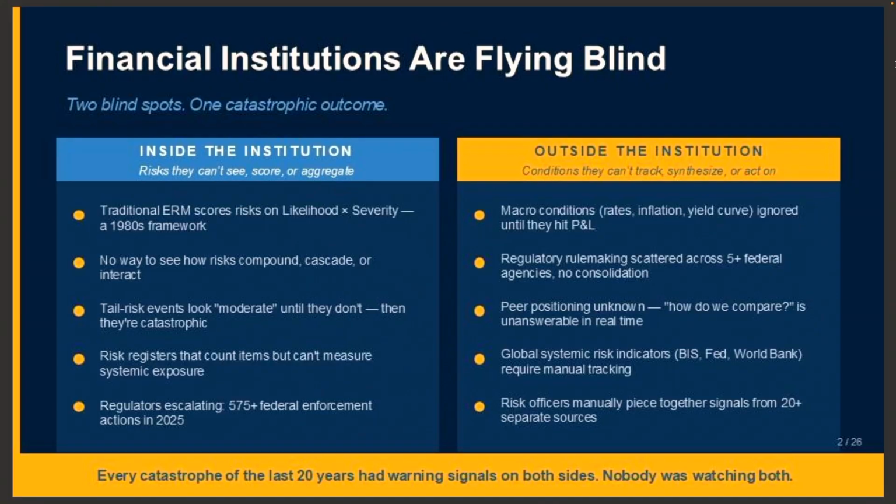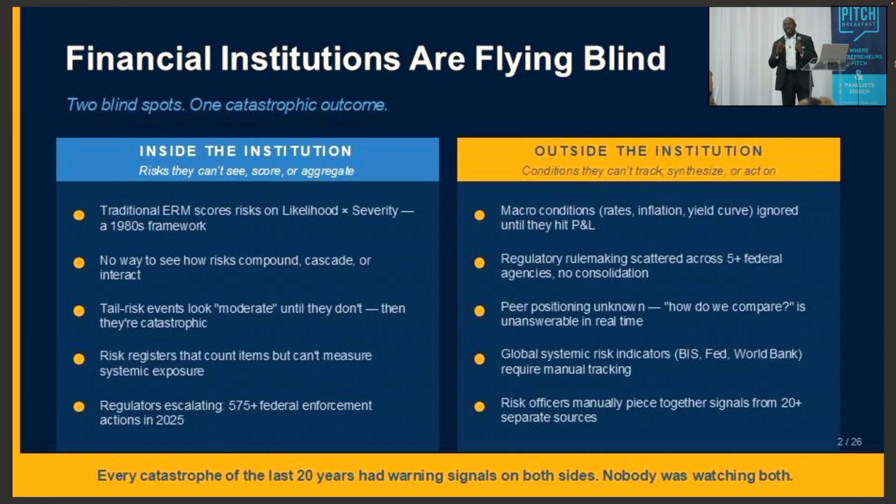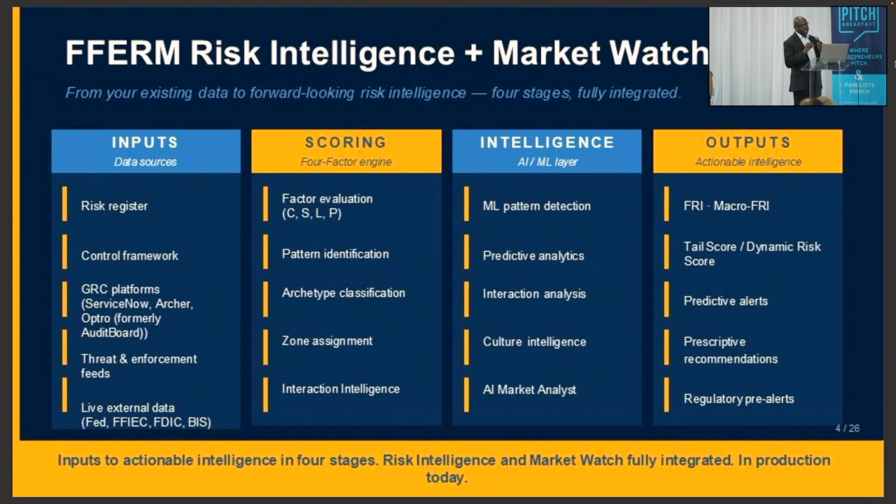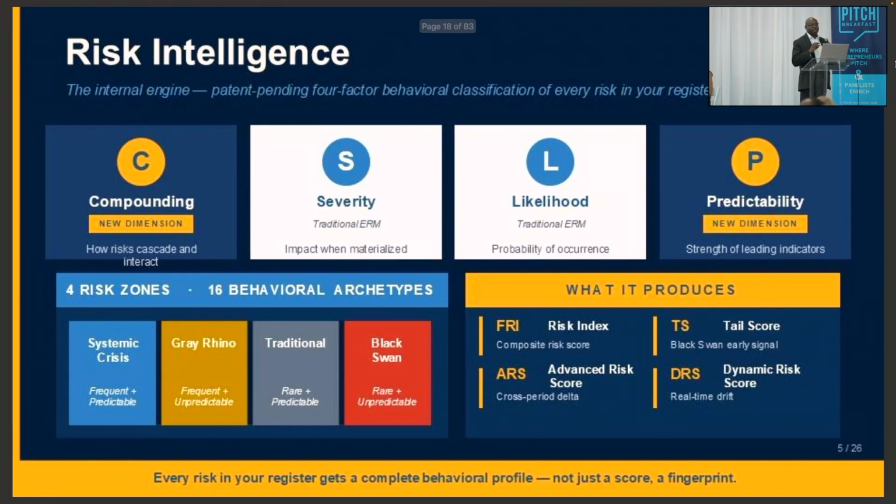And those 4 factors are compounding, severity, likelihood, and predictability. The 2 factors that pre-existed were the severity and likelihood factors. We added compounding and predictability. And the reason why we did that is because all of the errors, all of the issues, all of the failures in banking in the past couple of decades have been attributed to about 2 items.